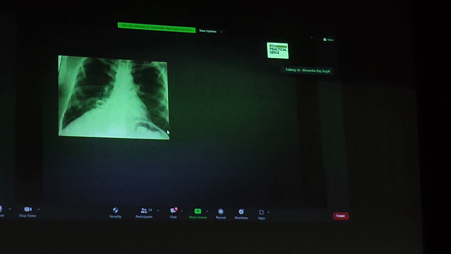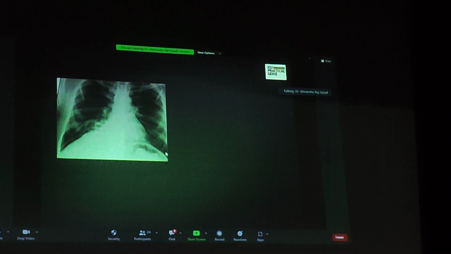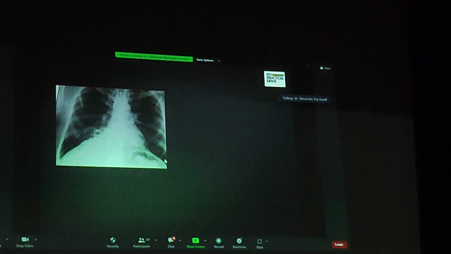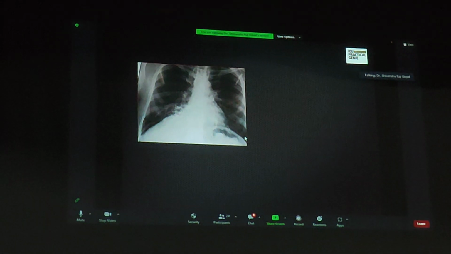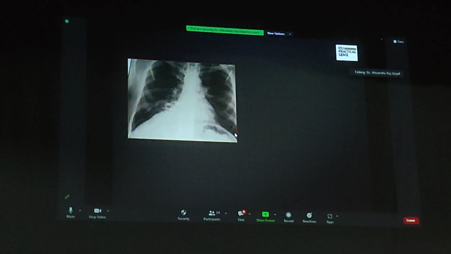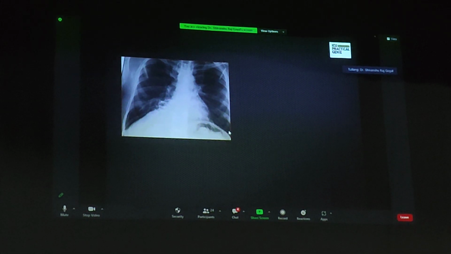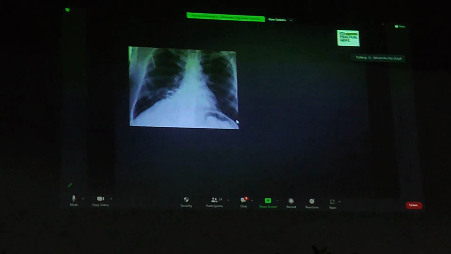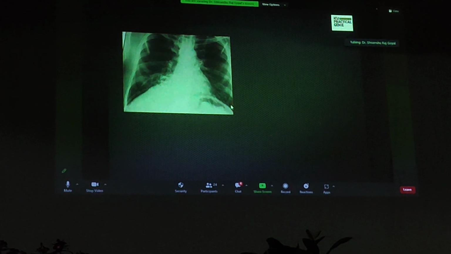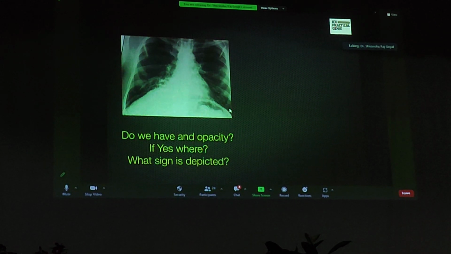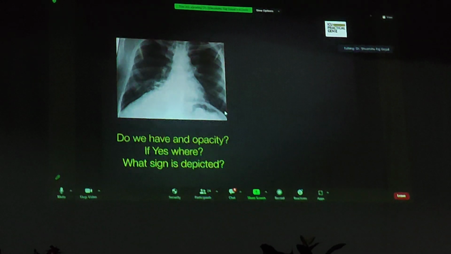So I'll be almost ending my presentation with a few slides. What sign is seen in this particular X-ray? You see the opacity is merging with the right heart border, so basically it is causing silhouetting of the right heart border. That means the problem is in the lower lobe or the middle lobe. The problem is actually in the middle lobe. So the sign depicted here is the silhouette sign, and the problem is in the middle lobe.